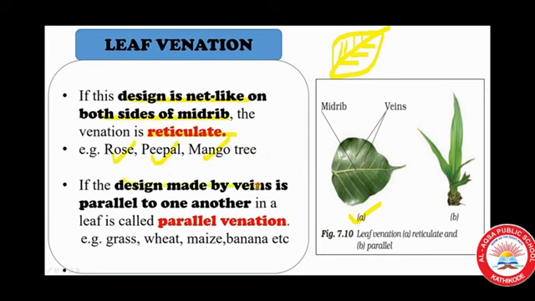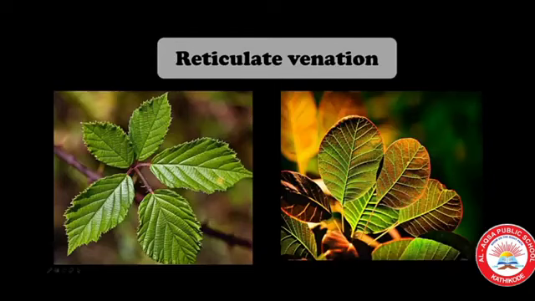The next one, if the design made by veins is parallel to one another. Now in this leaf you can see parallel, that is, vertically parallel. This is called parallel venation. Example, grass, wheat, maize, banana, etc.